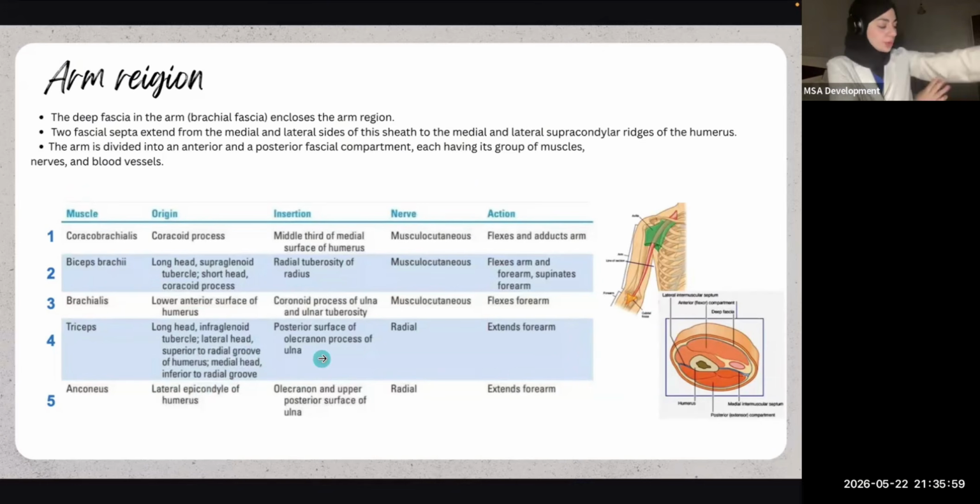Okay, what will it do? Of course, since it started from the humerus, crossed the elbow joint, and then went to the ulna, it means it will flex the forearm.